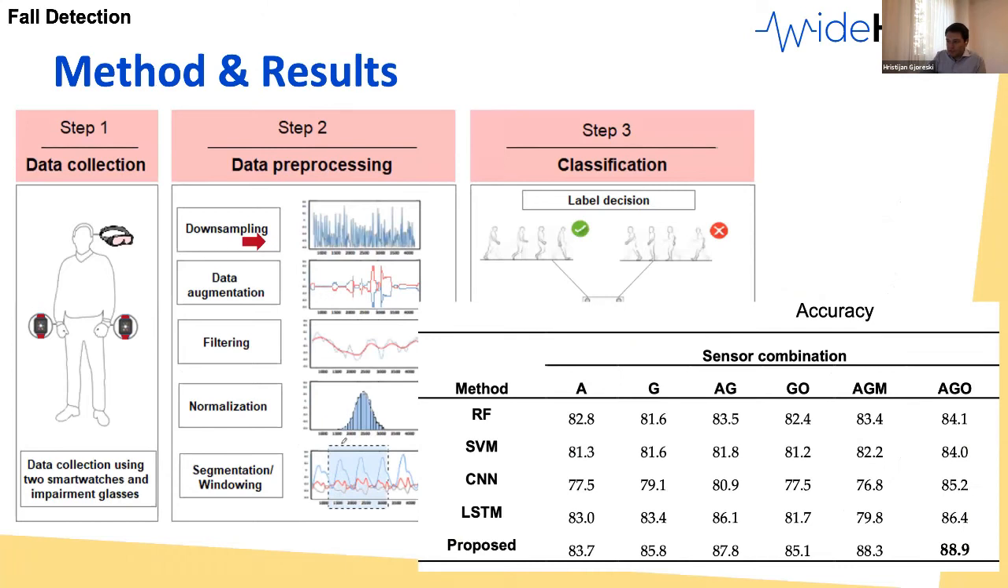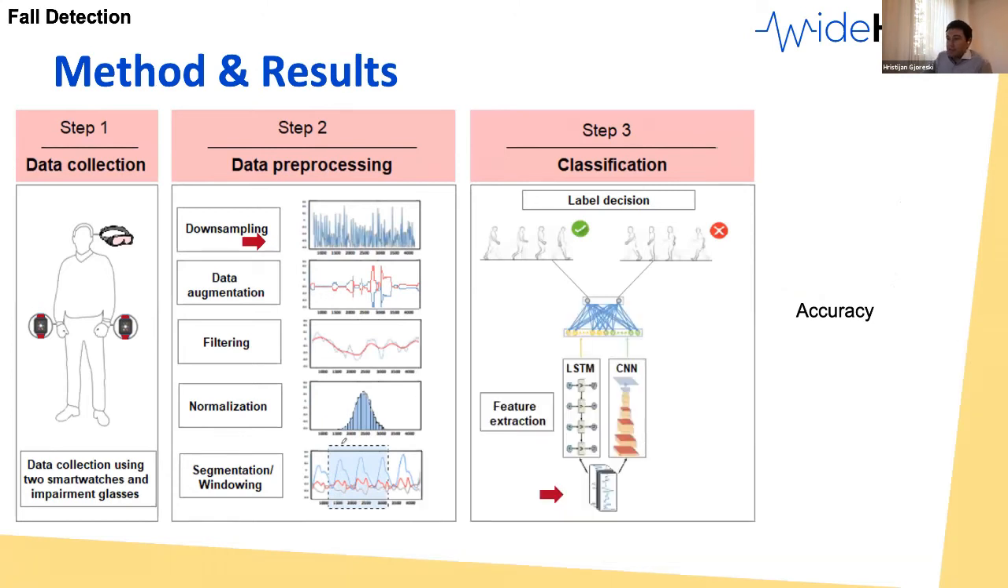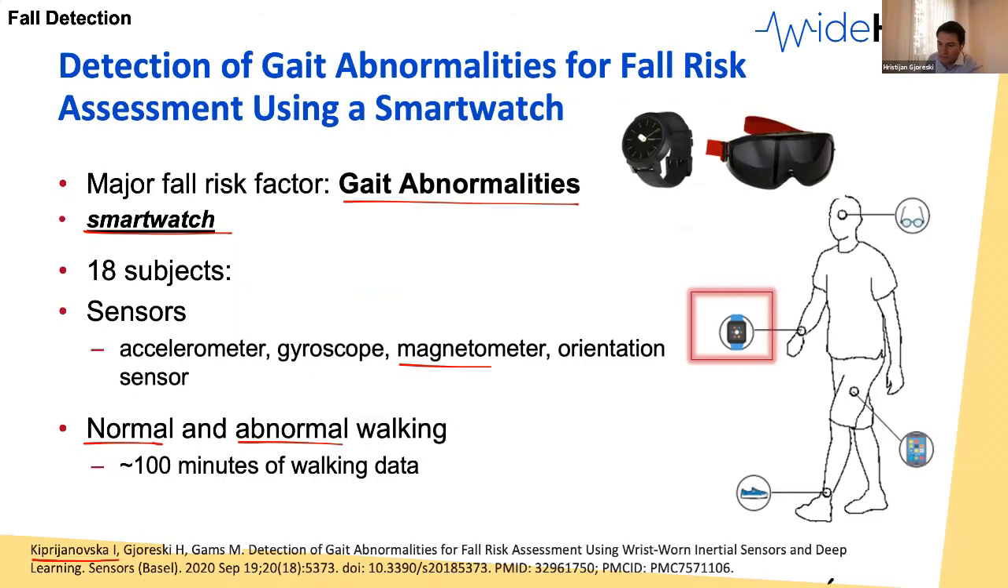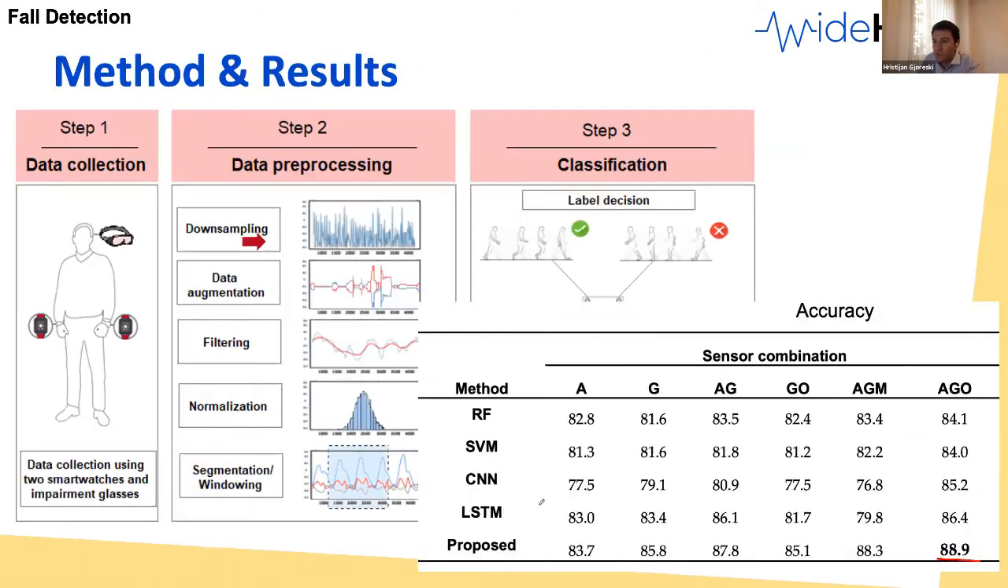This was also a really nice study that Ivana did in a few months. I was positively surprised by her work ethic. And she showed that it is possible to detect normal and abnormal walking with approximately 90% accuracy using some deep learning architecture. Here, you have the paper. You can always go and check the details.